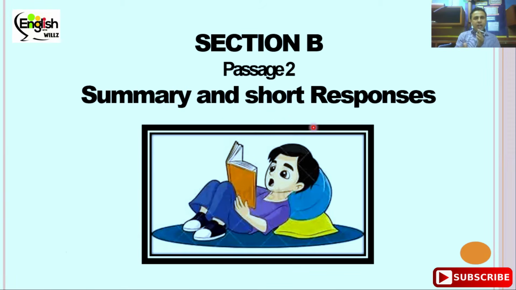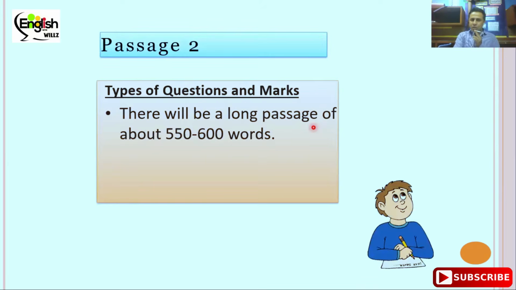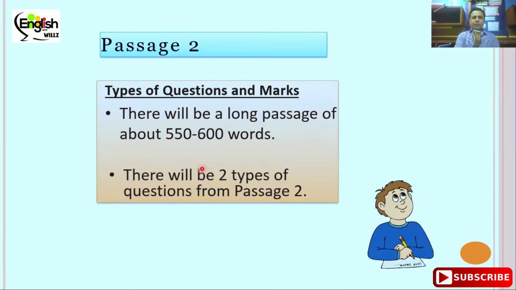Previously, there were content points, and there were 12 marks for the content points, but the content points are gone, no more content points. Now all you have to do is read the passage, underline the important, distinctive points, and then write a summary in one paragraph, in continuous form, in your own words, taking out some specific information from the passage. So in passage 2 there are again two different types of questions. The passage will be of 550 to 600 words.